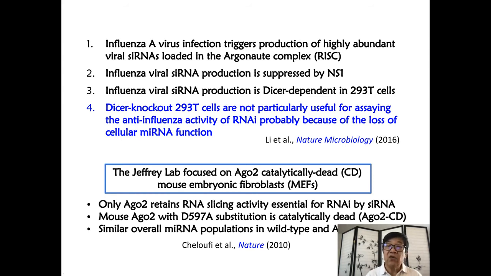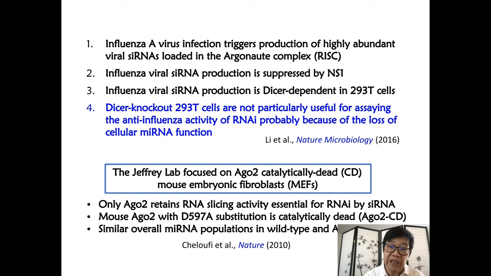However, those mouse embryonic fibroblasts, either wild type or carrying the catalytic dead Argo2, contain a similar overall microRNA population. So this is very different from the 293T DICER knockout cells.